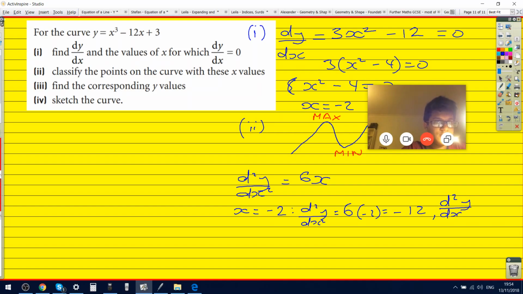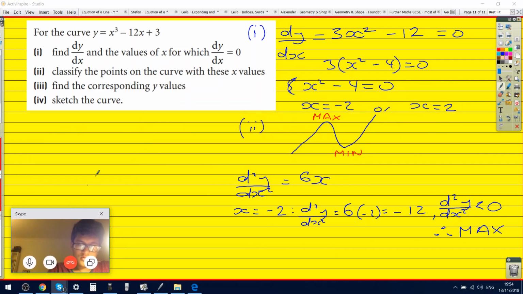Basically, if d squared y by dx squared is minus 12, in that case it's less than 0. If d squared y by dx squared is less than 0, that is a maximum. If d squared y by dx squared is greater than 0, it's therefore a minimum. And so we've proven it rather than just sketching a graph.